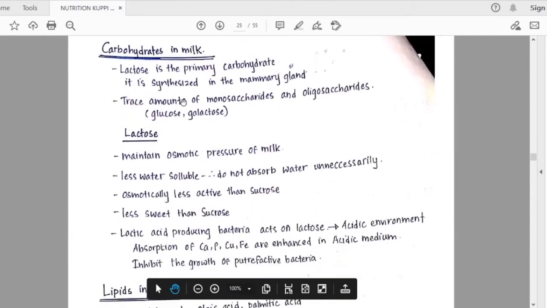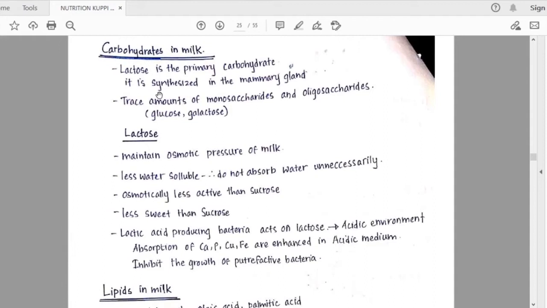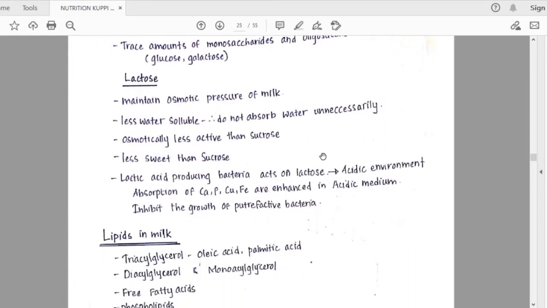Carbohydrates in milk. Lactose is the primary carbohydrate. It is synthesized in the mammary gland. Trace amounts of monosaccharides and oligosaccharides are present, again glucose and galactose in small amounts. Lactose maintains the osmotic pressure of milk. It is less water soluble and does not absorb water unnecessarily. Osmotically less active than sucrose, and less sweet than sucrose.